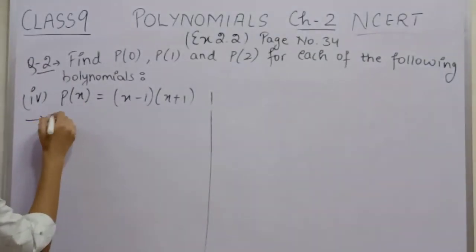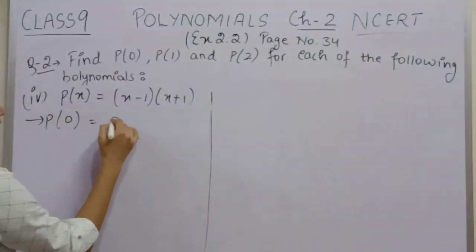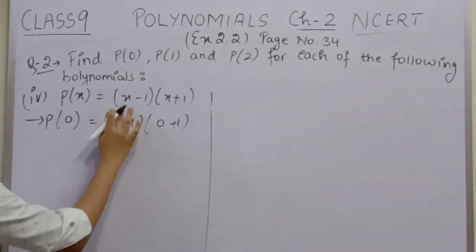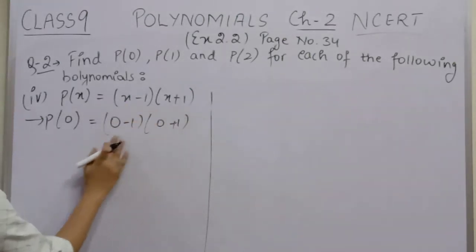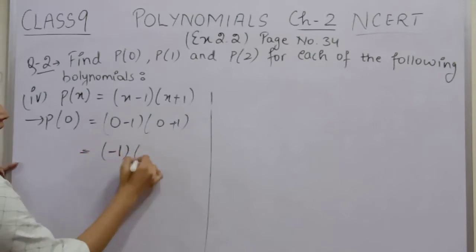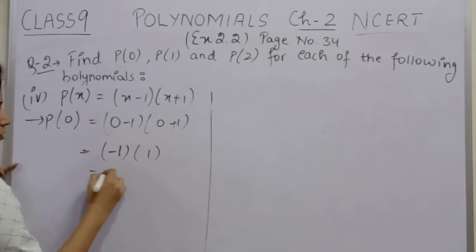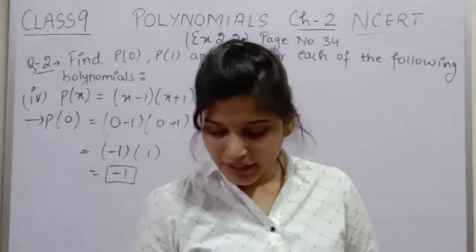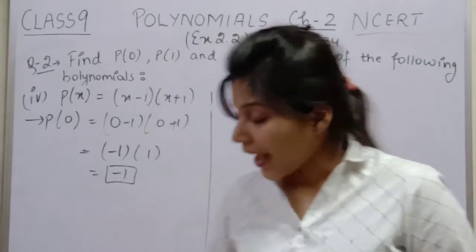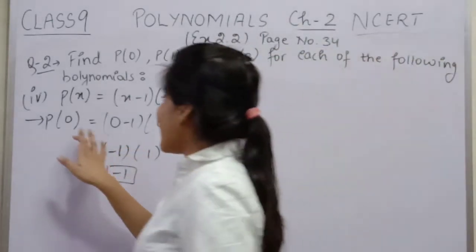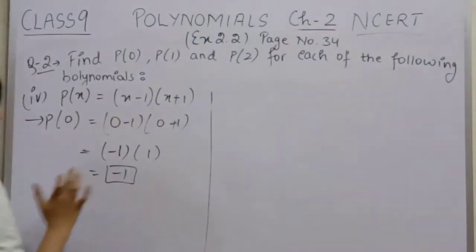So p(0) gives us (0 minus 1)(0 plus 1). Right? x minus 1, x plus 1. At x equals 0, 0 minus 1 is minus 1, and 0 plus 1 is plus 1. So this is ultimately 1 into minus 1 is minus 1. Right? So at x equals to 0, sorry, we have minus 1.